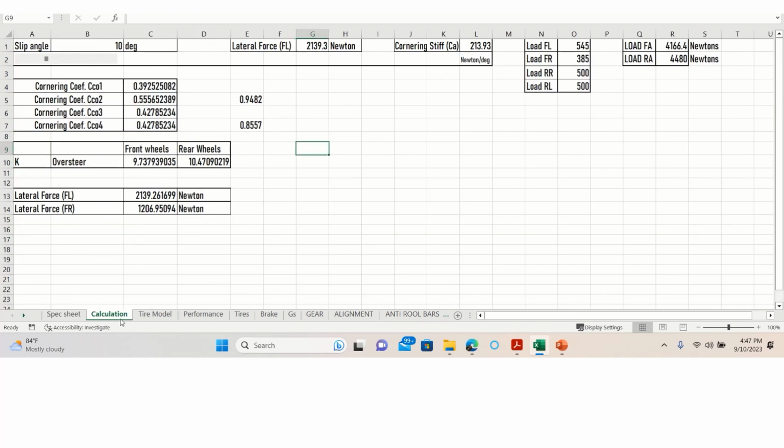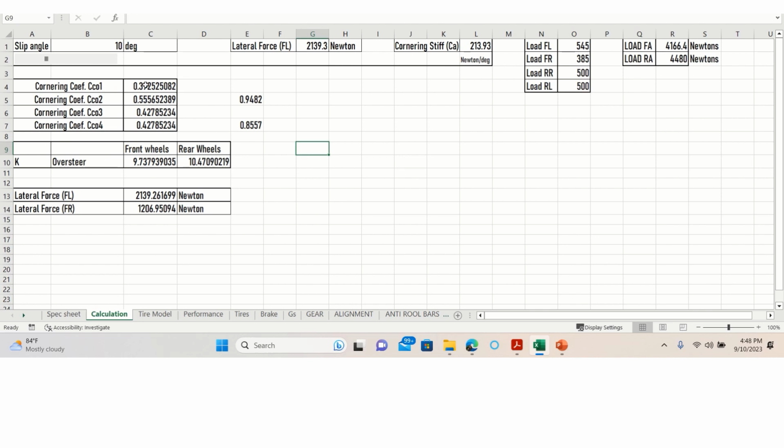Over here you have the calculations. You have the K oversteer factor. Essentially, it's the coefficient which tells us if the car is going to oversteer or understeer. Right now the coefficient is higher at the rear wheels and lower at the front wheels, so that's what it's saying: oversteer. If it was higher at the front wheels, it would say understeer.